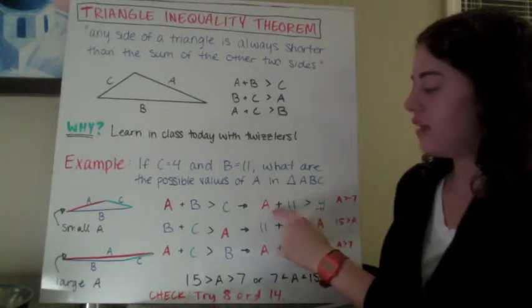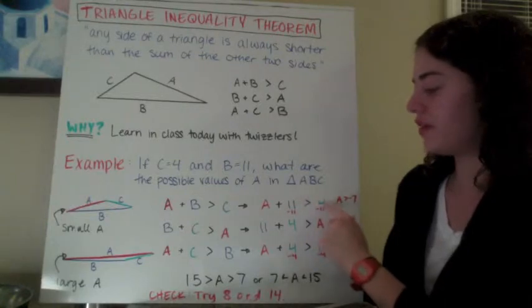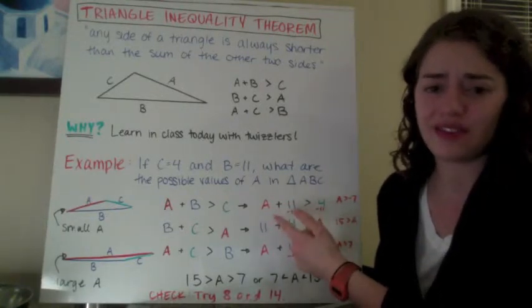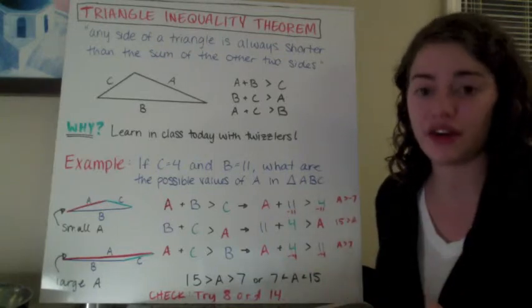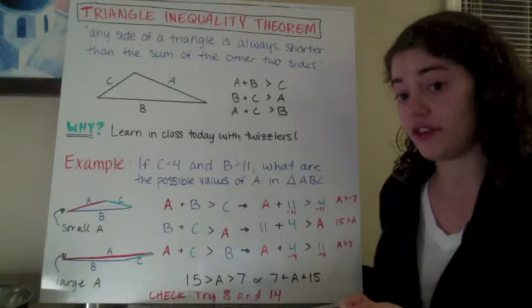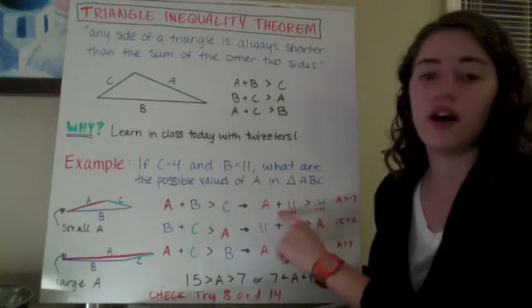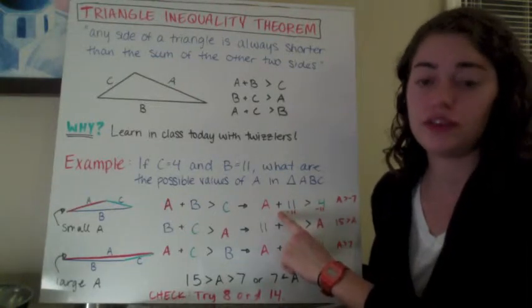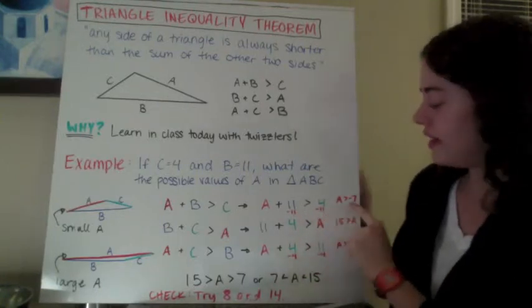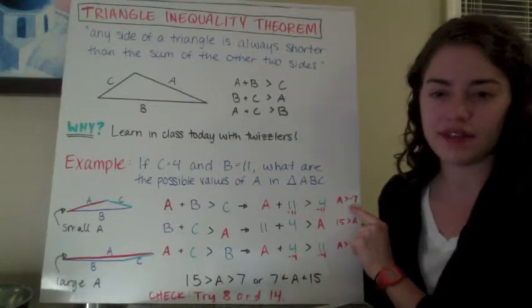So if we have A plus 11 is greater than 4, we want to get A by itself. We want to figure out not what A plus 11 is greater than, but just what A is greater than. So if we have A plus 11, we need to do the inverse function. The opposite of addition is subtraction. So we subtract 11 from both sides, and we're going to get A is greater than negative 7.